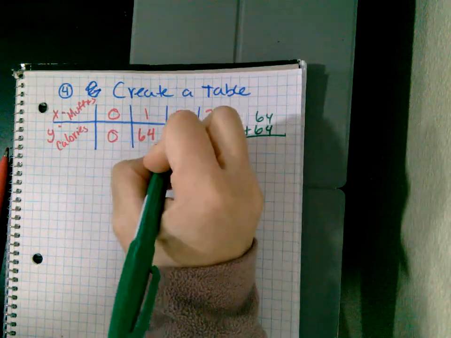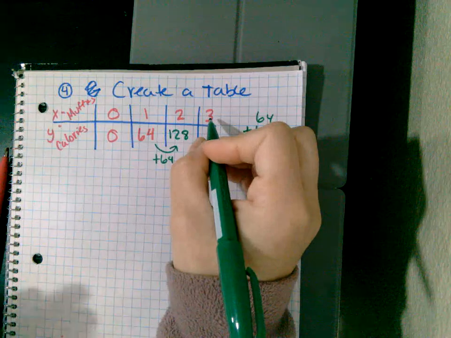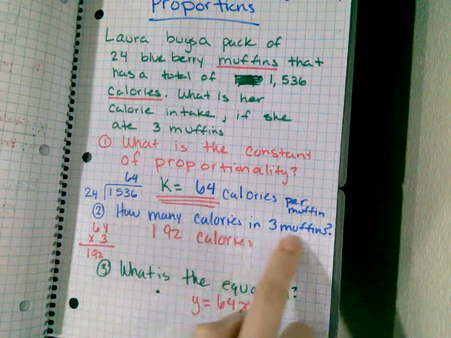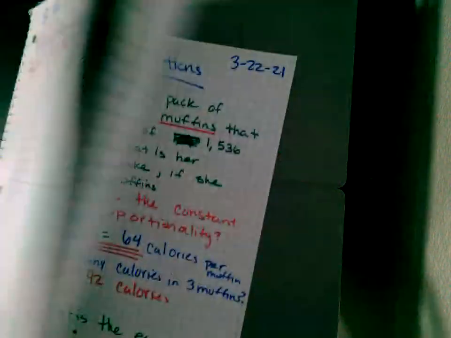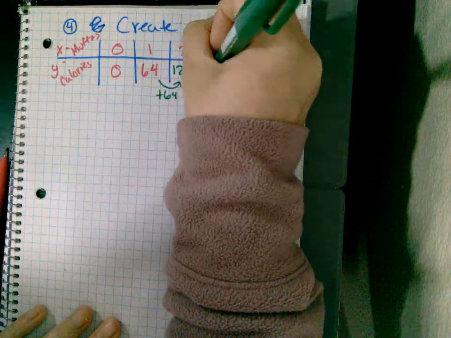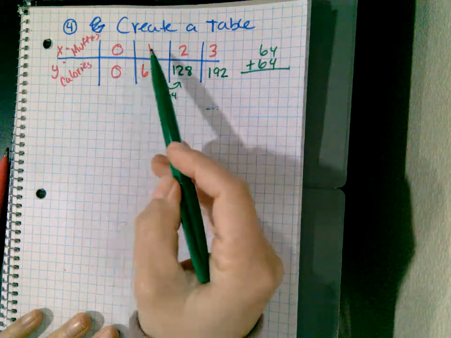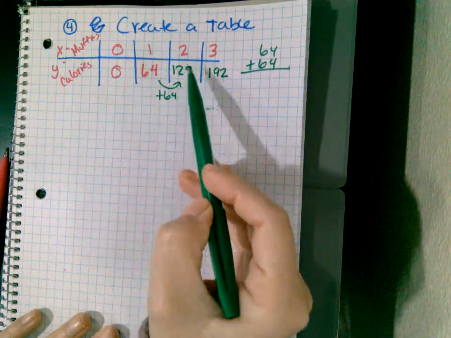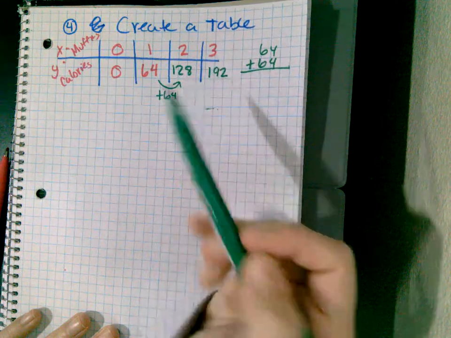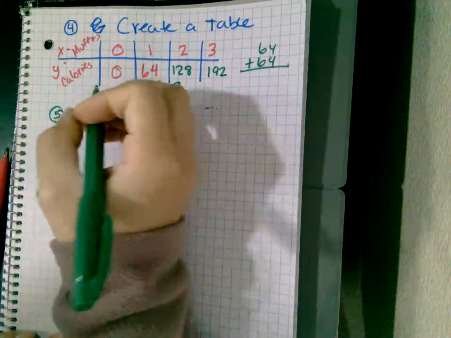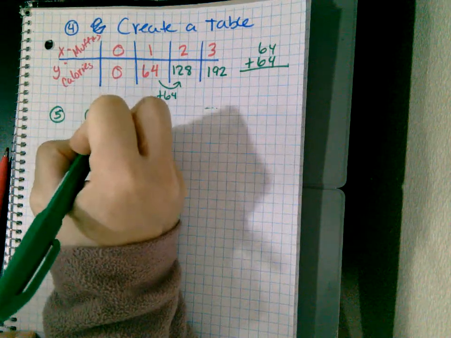Yep, 128. Thank you. And 3 muffins, how much would 3 muffins cost? Well, we already did that. How many calories does 3 muffins have? 192. So you can just plug it in here. 192. So 0 muffins is 0 calories. 1 muffin is 64. 2 is 128. 3 is 192. The last thing you're going to do is you're going to graph it.